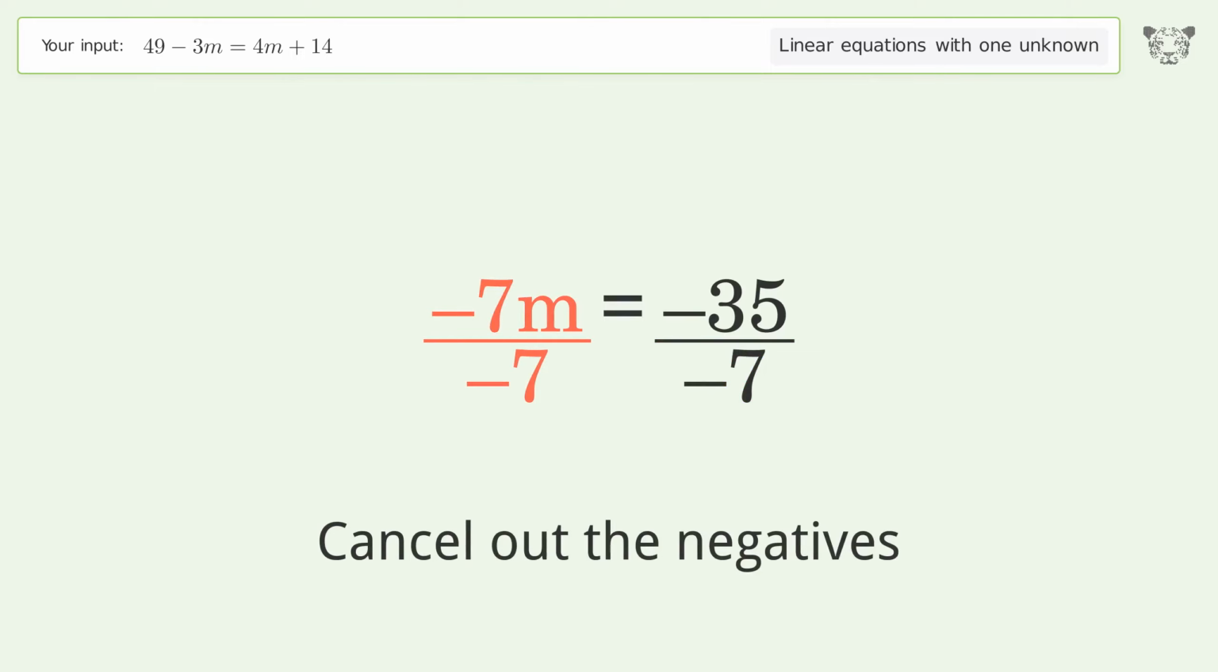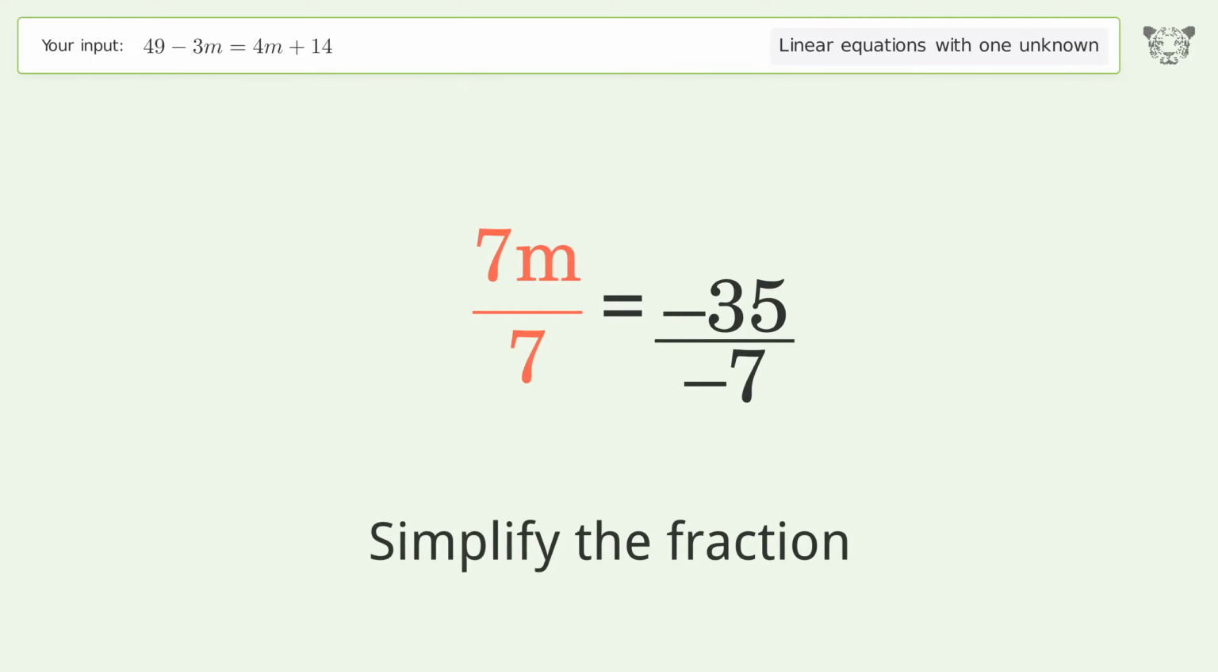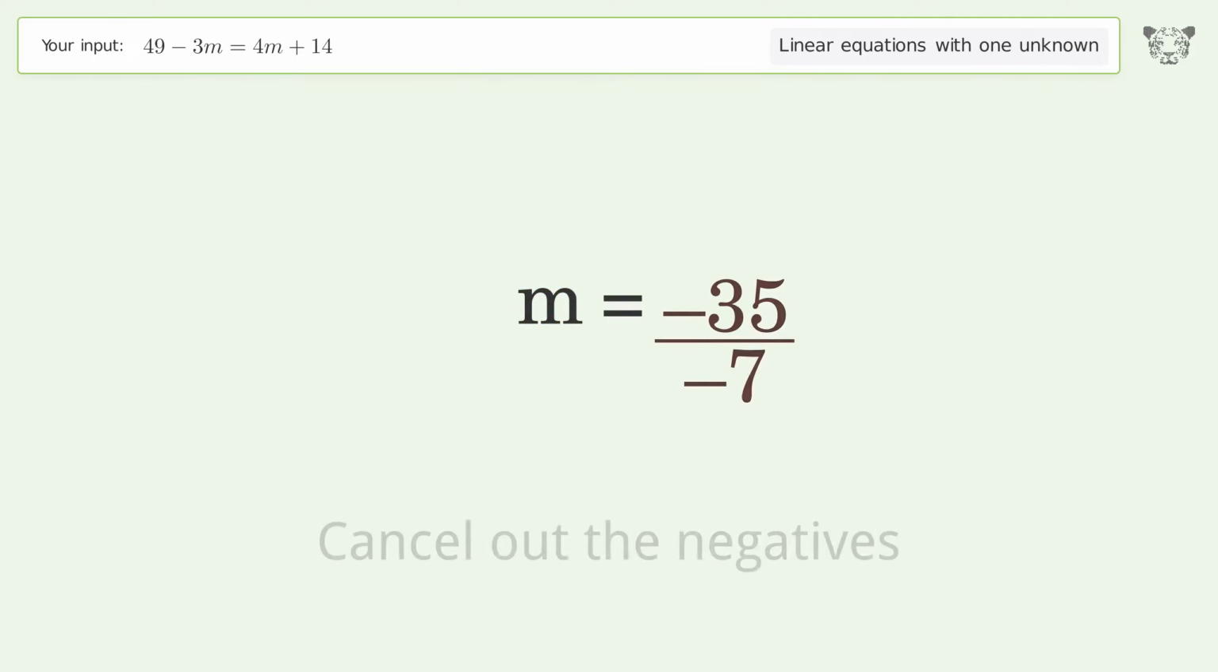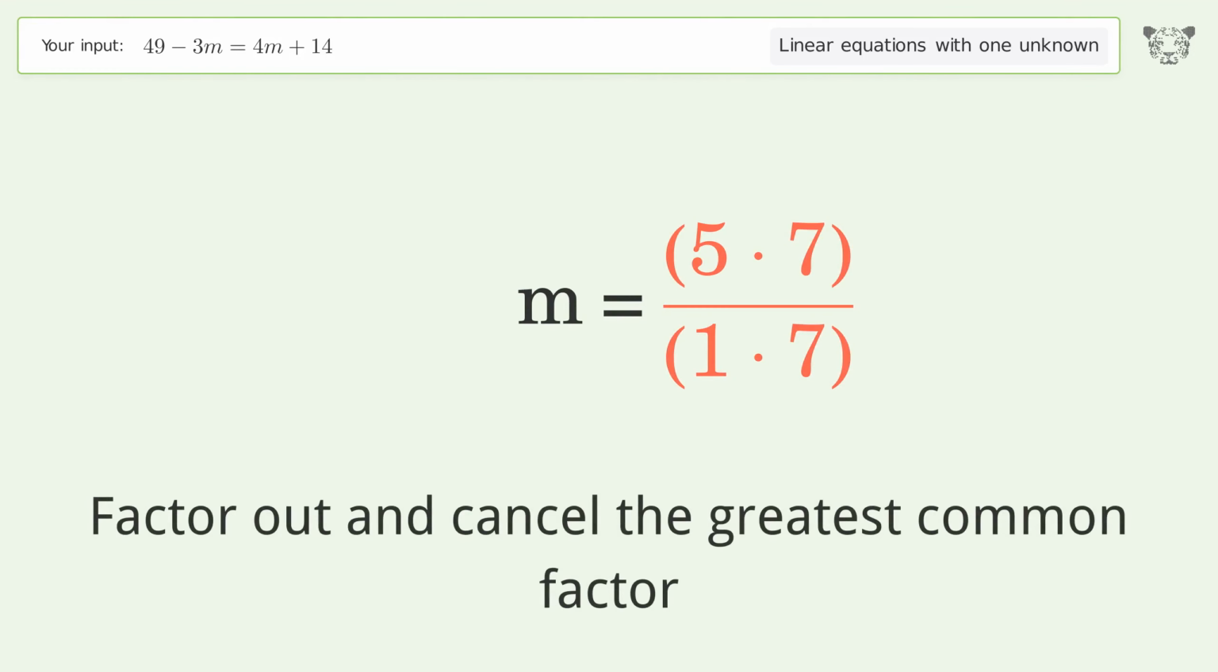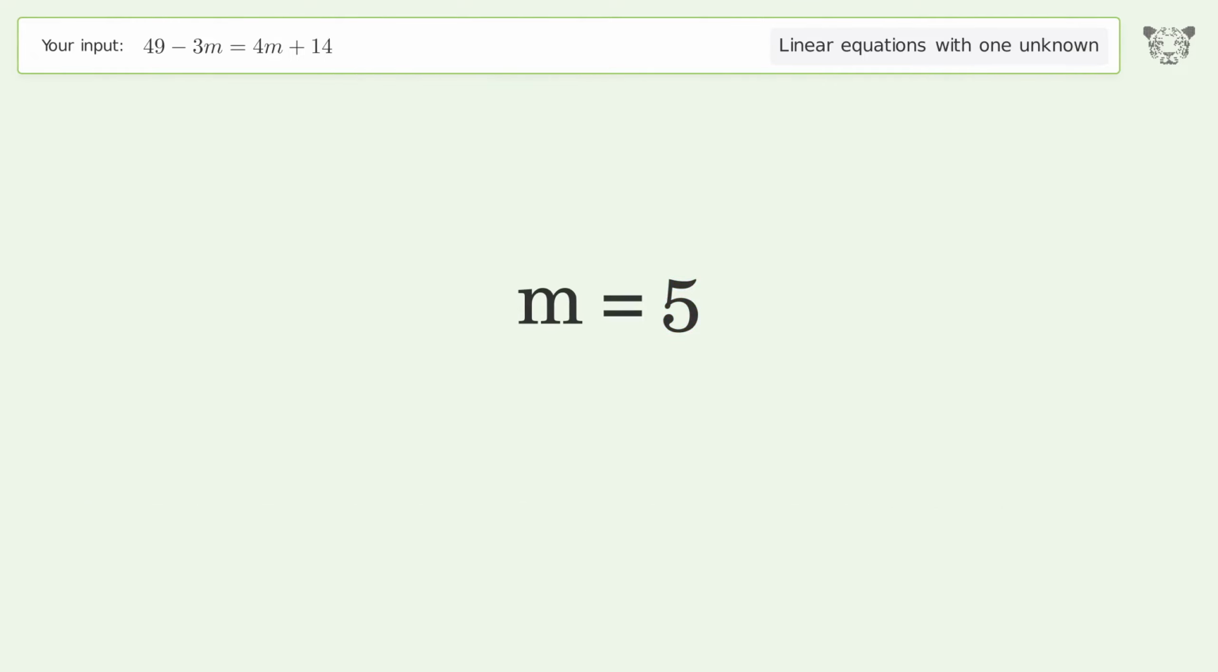Cancel out the negatives. Simplify the fraction. Cancel out the negatives. Find the greatest common factor of the numerator and denominator. Factor out and cancel the greatest common factor. And so the final result is m equals 5.